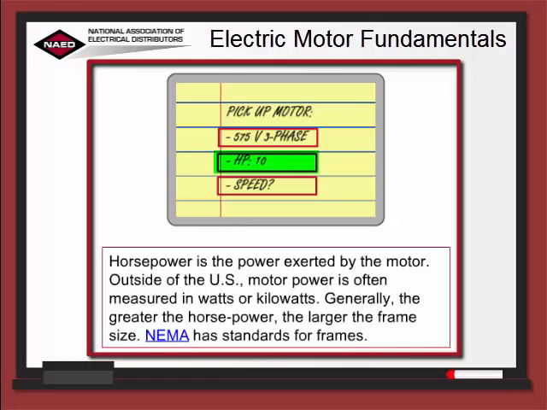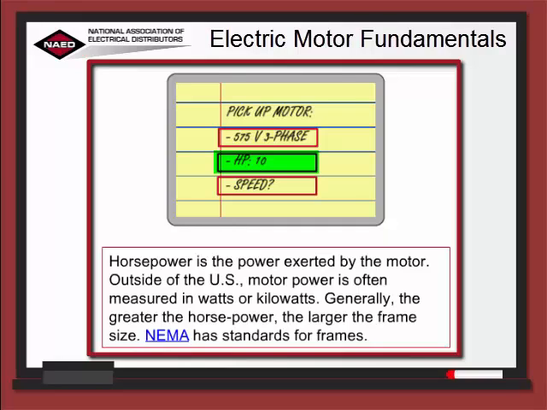Your customer knows the power that is required from the motor. Horsepower, the equivalent of amperage for other apparatus products, determines the motor's load. Outside of the United States, horsepower is measured in watts or kilowatts.